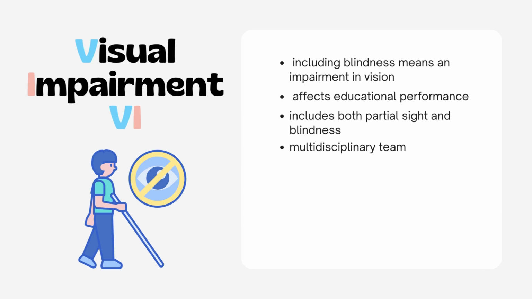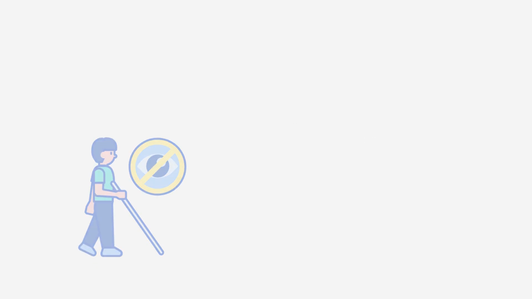Visual impairment, including blindness, means an impairment in vision that affects educational performance, includes both partial sight and blindness, and it has to be confirmed by a multidisciplinary team, which will write reports about this child.